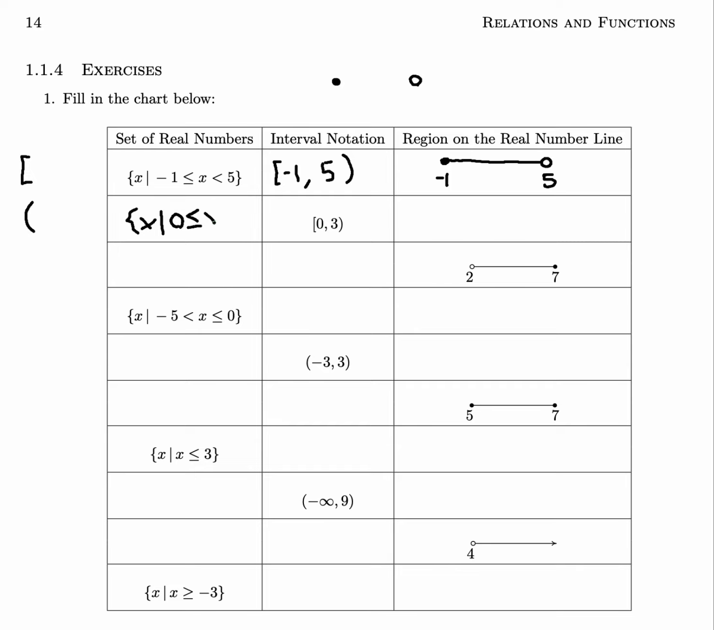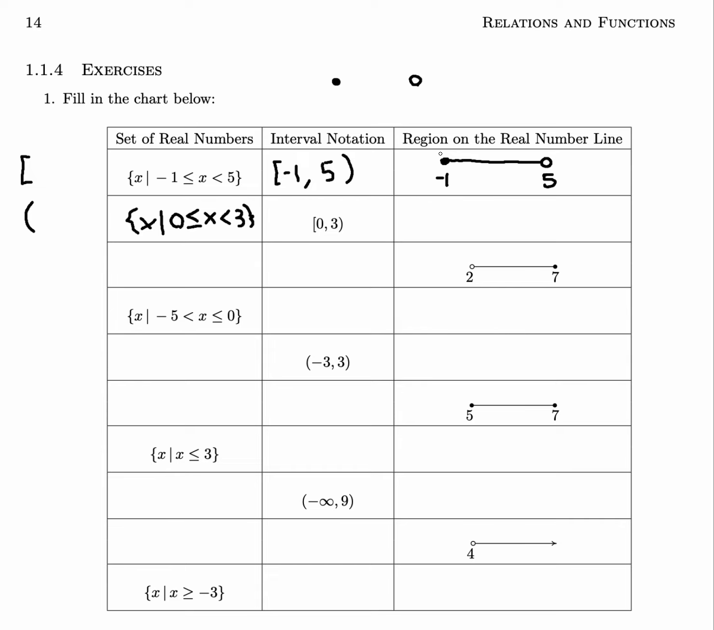So that would be x. And then less than, because there's a parentheses here. x is less than 3. Then you want to close it out. There you go. So that would be the set of real numbers for problem number 2.